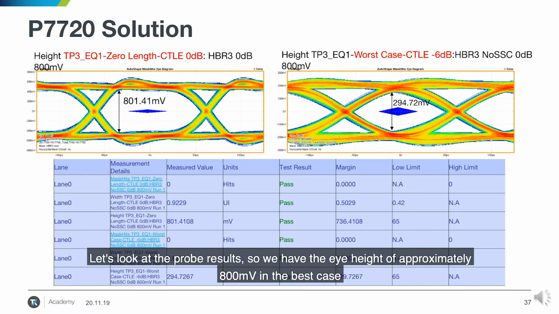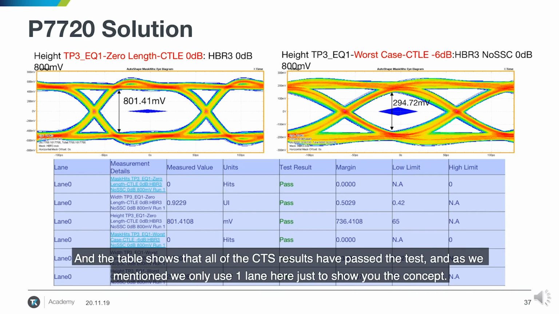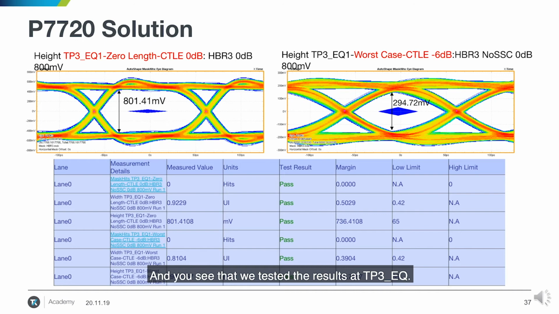In case of the probe, we have an eye height of approximately 800 millivolts in the best case, and in the worst case we have an eye height of approximately 294 millivolts. The table shows that all the CTS results have passed the test. As we mentioned, we only used one lane here just to show you the concept. And you see that we tested the results at the TP3 EQ point.